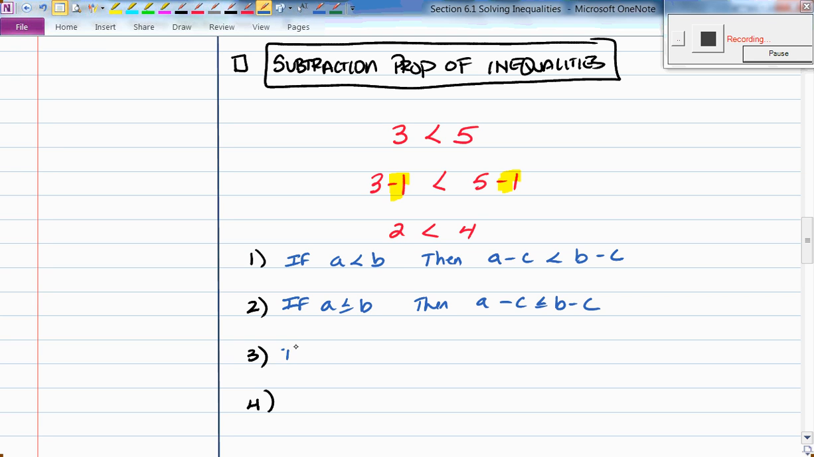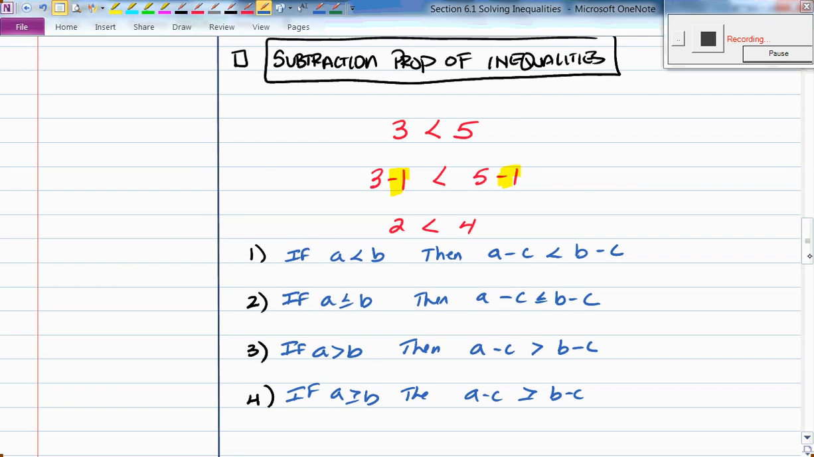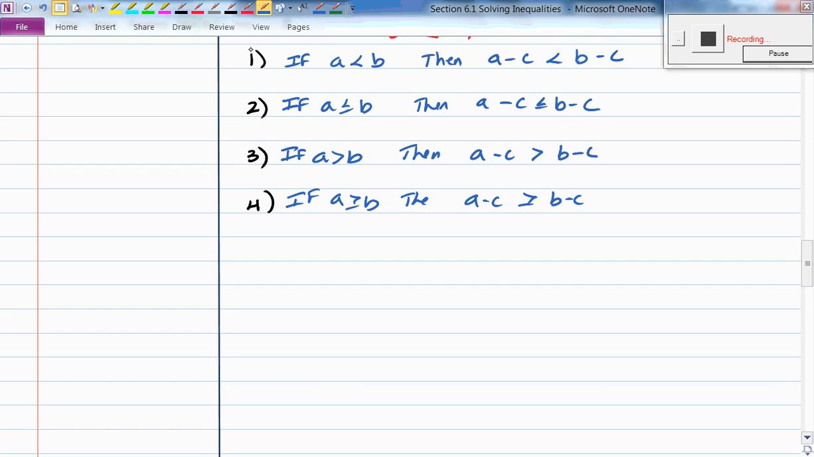What happens if it's greater than, though? What happens if A is greater than B? Can we say the same thing? A minus C is still bigger than B minus C, because we're subtracting the same thing from each side. As long as you don't change the value of C, we're good. If A is greater than or equal to B, then same thing. A minus C is still greater than or equal to B minus C. And those are our subtraction properties of inequality. Are those kind of intuitive? You guys feel pretty comfortable with that? It's pretty intuitive. All right, let's solve and graph.